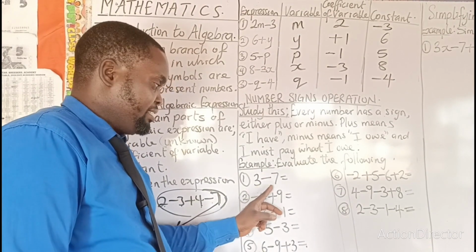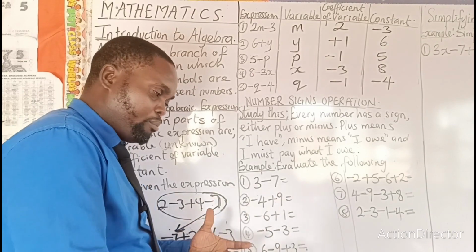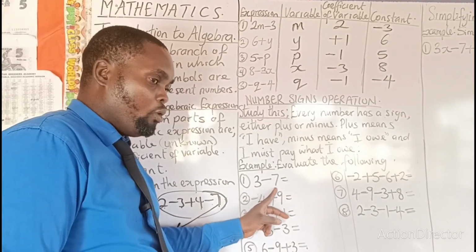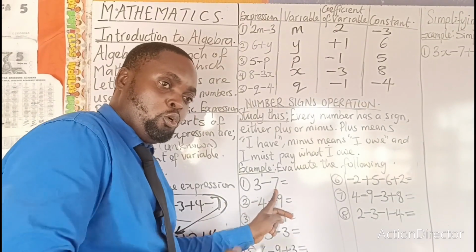Are you getting it now? Now here I say I owe 7 naira. You are owing somebody. Look at it. I have 3 naira. I owe 7 naira. And the law says that you must pay what you owe.